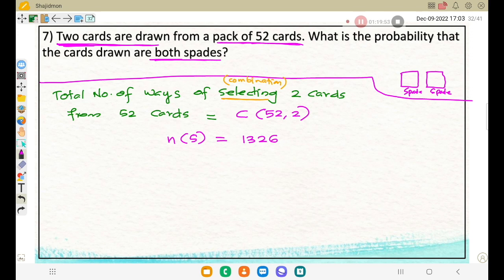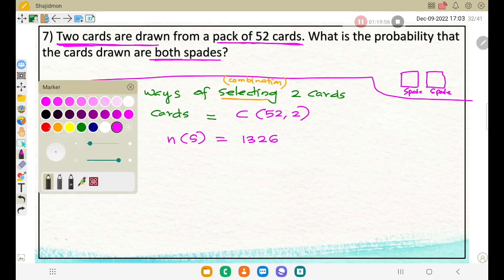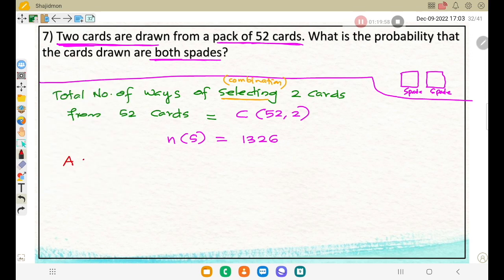Now what is the event A we are selecting here? 2 cards we are selecting, both should be which type of card? Spade card, correct? So both should be spade. So getting 2 spade cards, both are spade means getting 2 spade cards. Okay, so how many spade cards do we have in total? 13 spade cards. So we need 2 spade cards, correct?